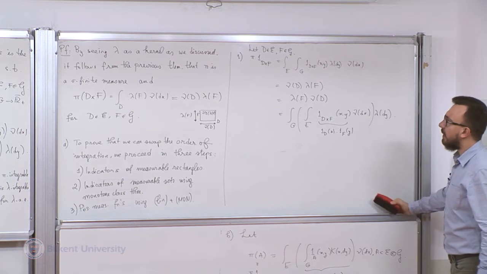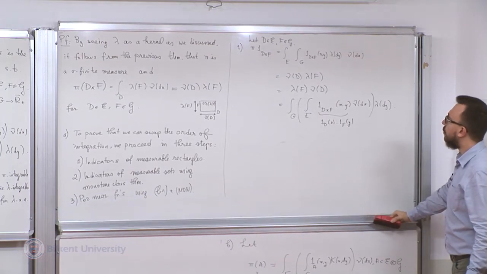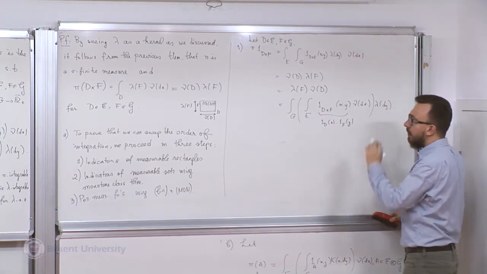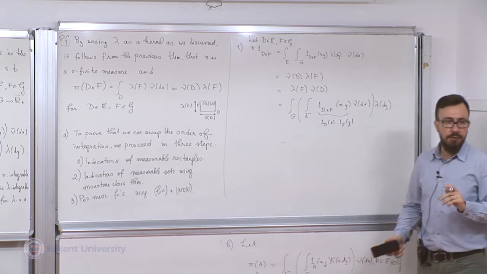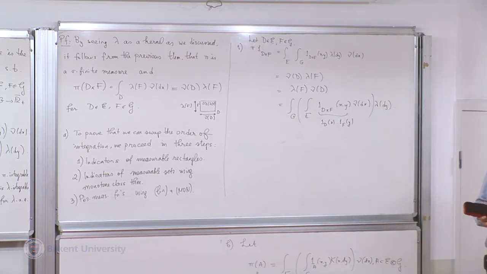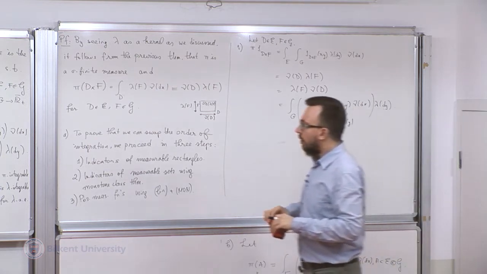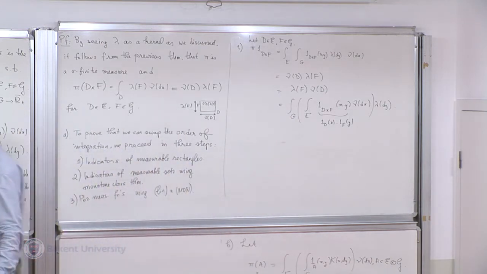So it is not a big deal. So we're done with step one. Any questions about step one? So the most primitive form of Fubini's theorem is A times B is B times A, in a sense, right? We have it.